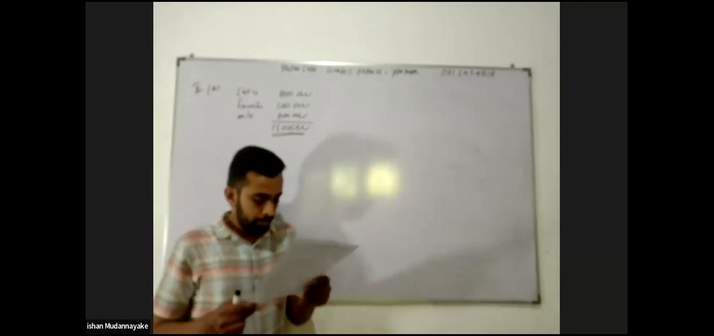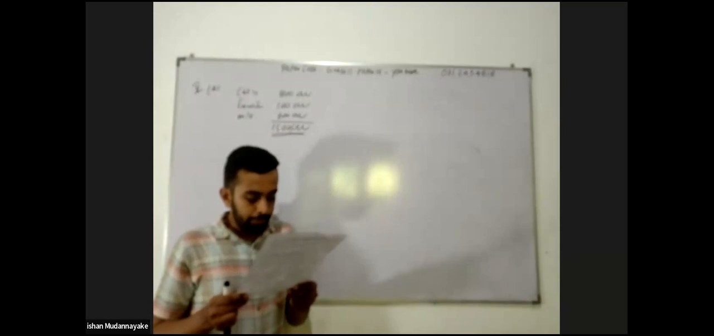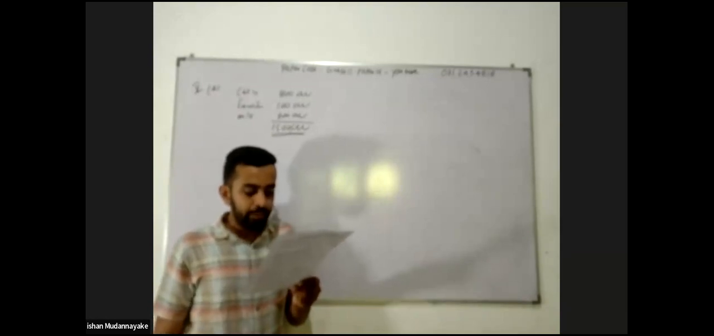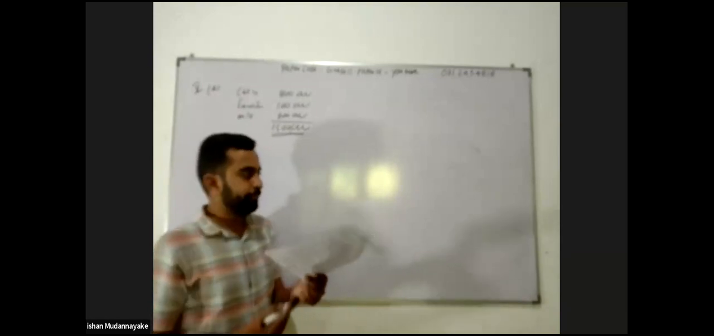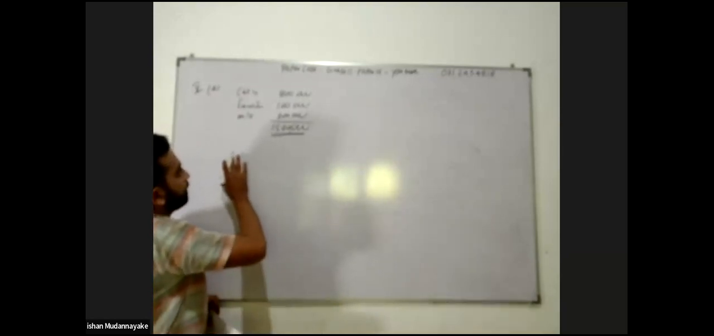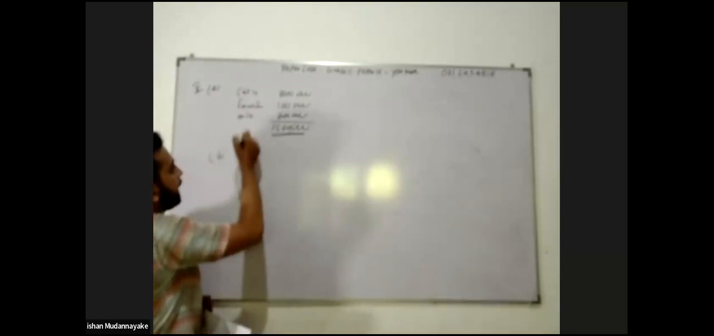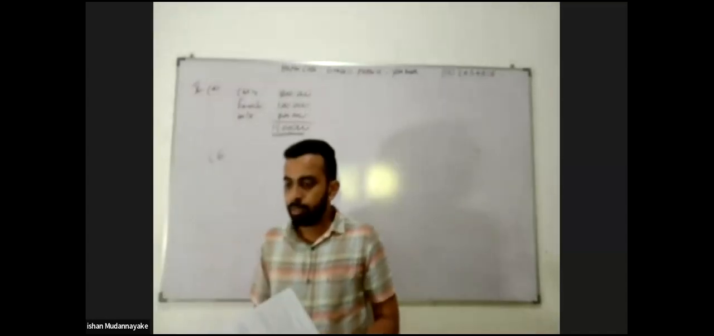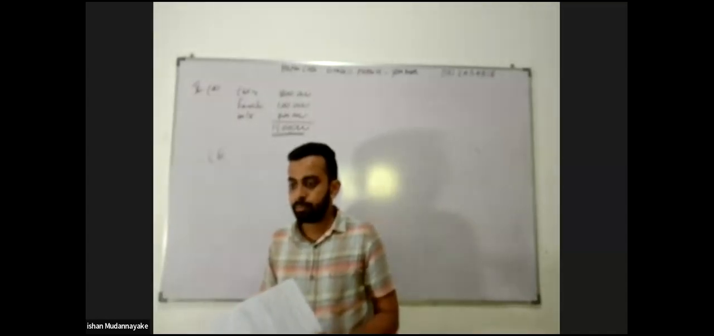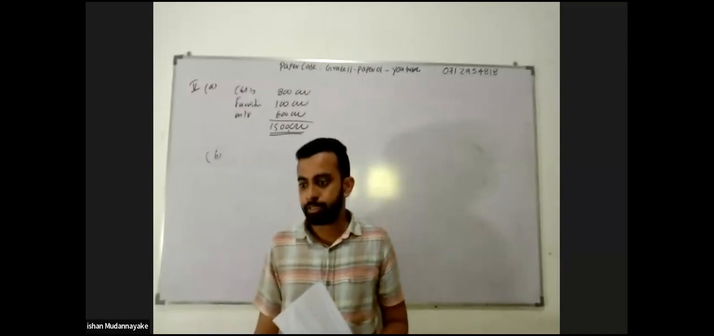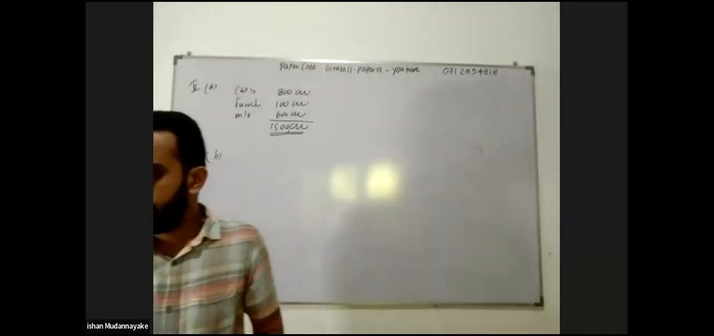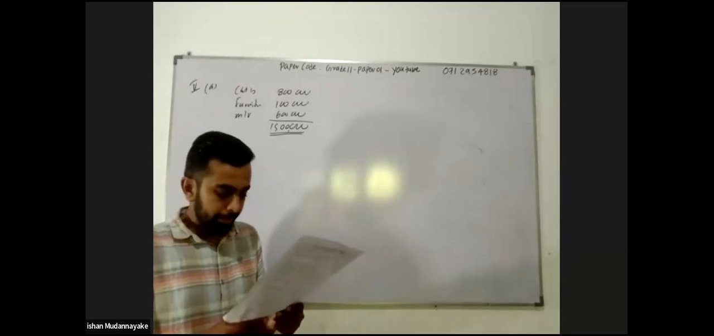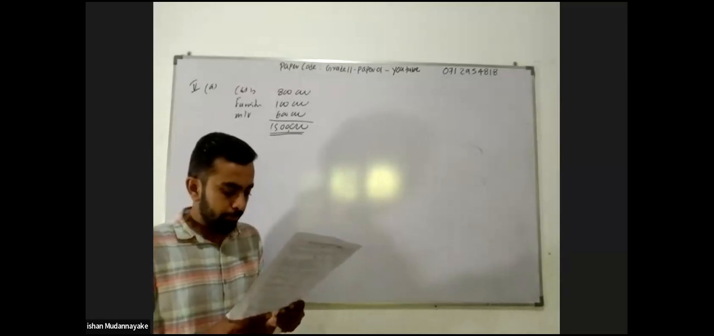Right. Problem number 5, part B. Classify those assets under current and non-current. Cash is a current asset. Furniture and motor vehicle are non-current assets. Okay, furniture and motor vehicle, non-current assets. Right. Then Roman number 5, okay.